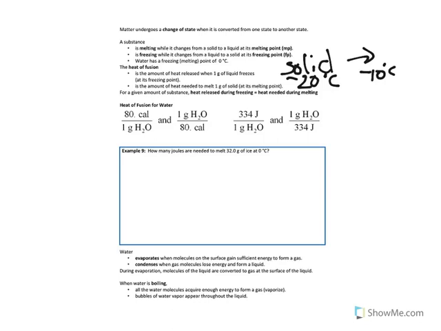So we want to know how many joules are needed to melt 32 grams of ice at 0 degrees Celsius. So we want to melt 32 grams of ice.